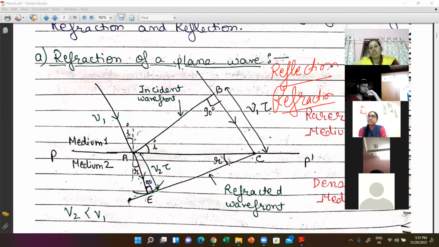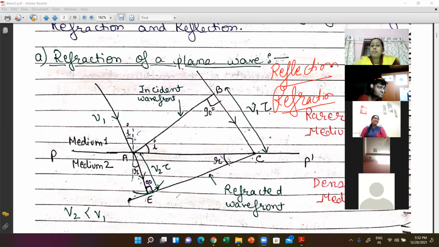Reflection and refraction. When a light ray hits a surface and gets diverted back, then it is reflection. And refraction is when it passes through the medium. Refraction is when it passes through the surface. Okay, fine.